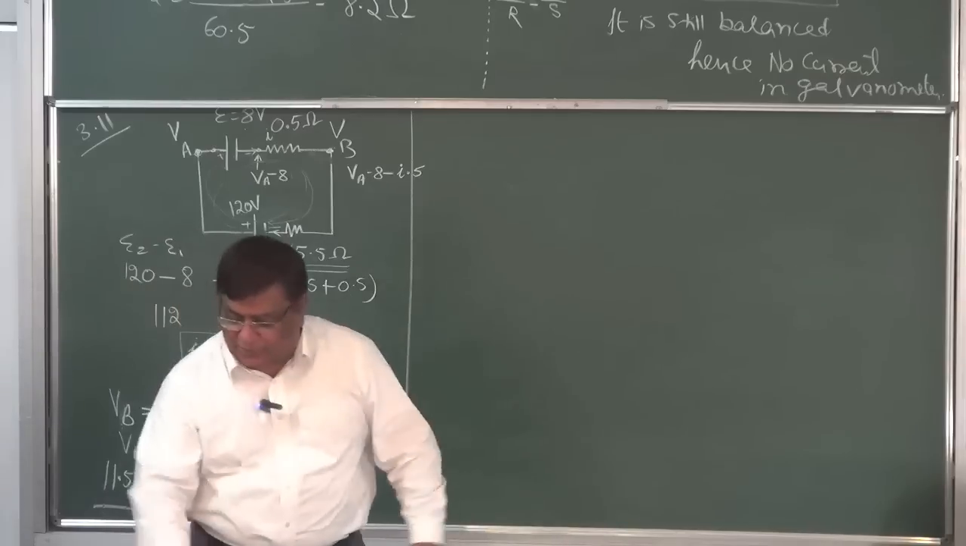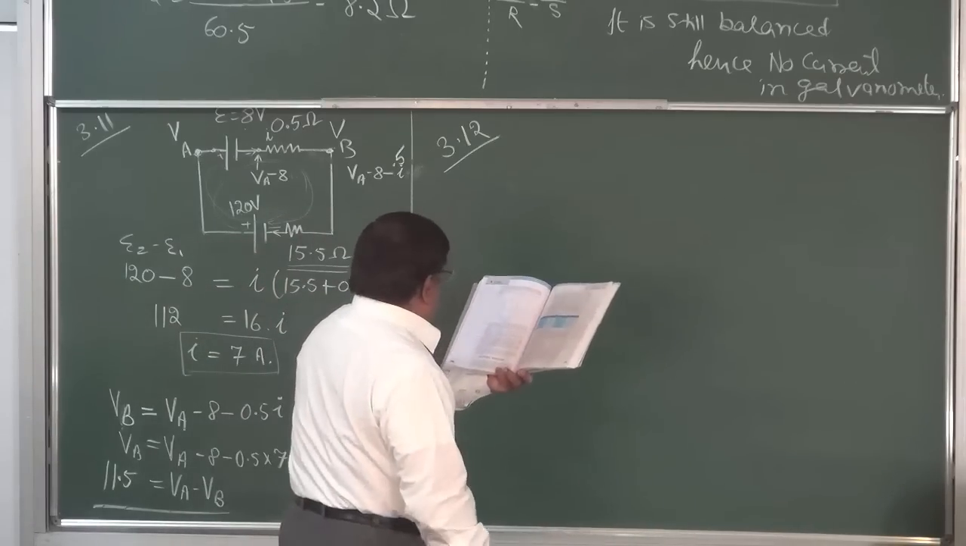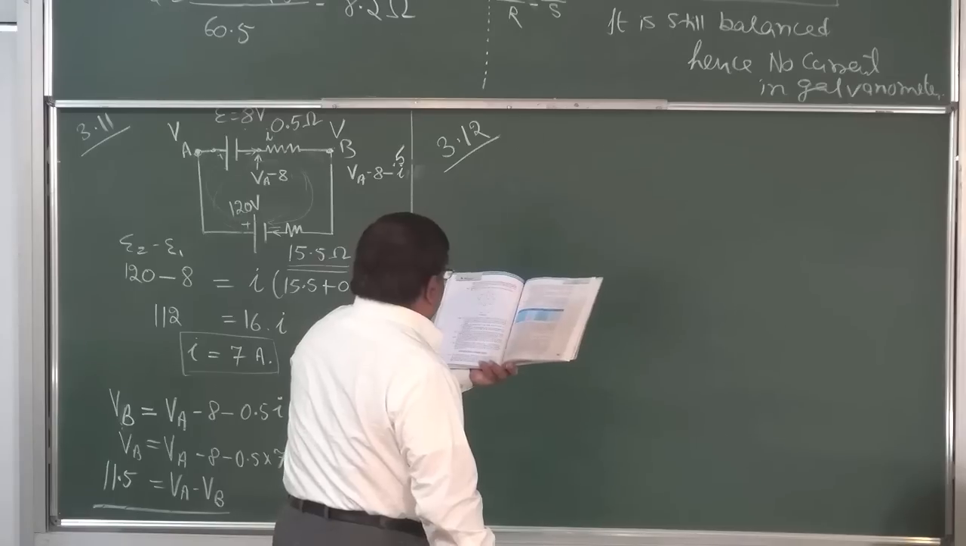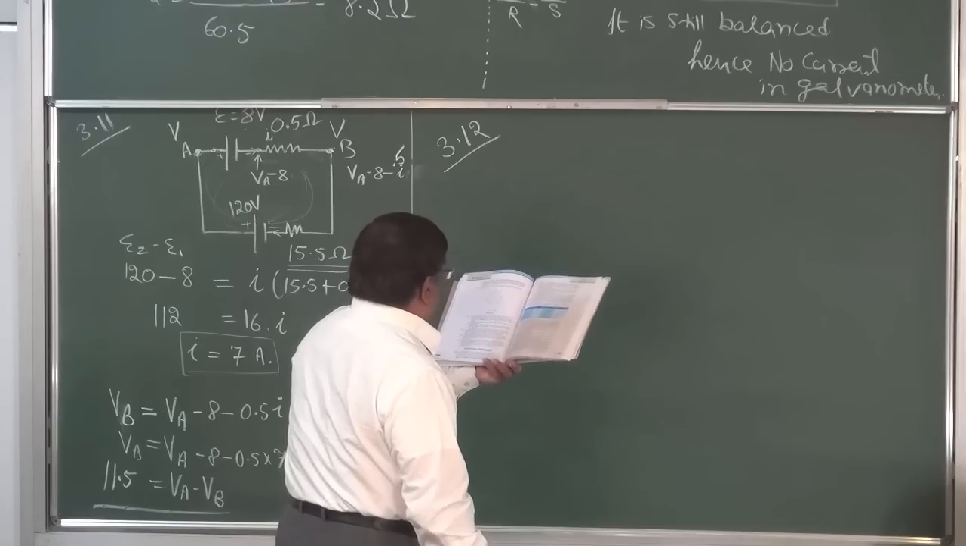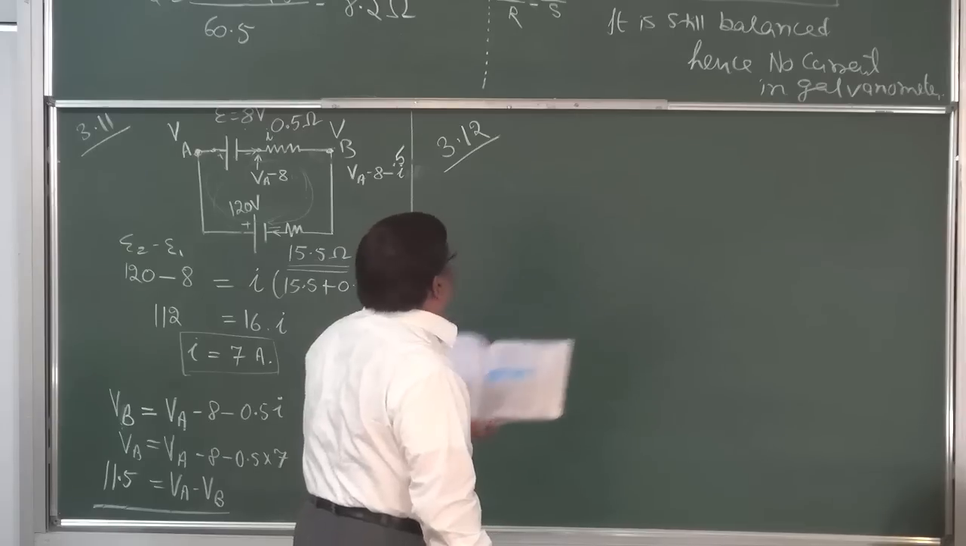Okay, now let's go to the next question. Okay, it's very simple and preliminary question. In a potentiometer arrangement, a cell of EMF 1.25 gives a balance point of 35.0 सेंटीमीटर.